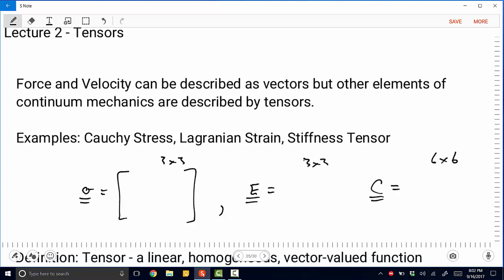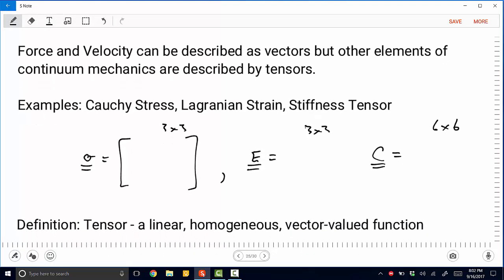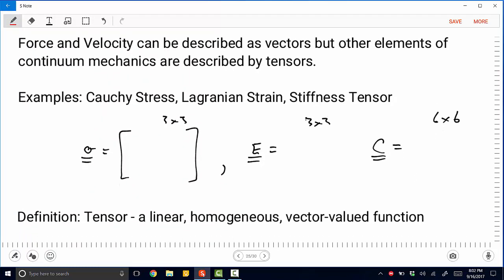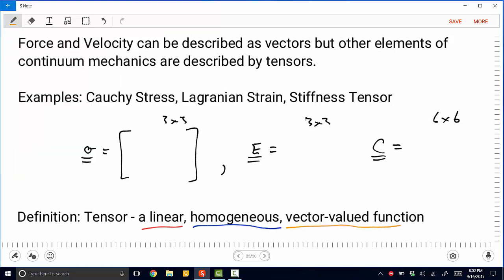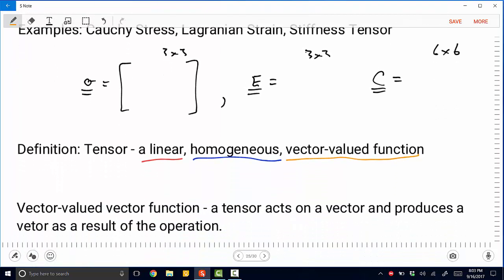So let's start with the basic definition of a tensor. A tensor is a matrix that is linear, homogeneous, and a vector valued function. And each of these descriptions give us the mathematical relationships and the laws as it relates to tensors. So let's start with the latter, vector valued function.